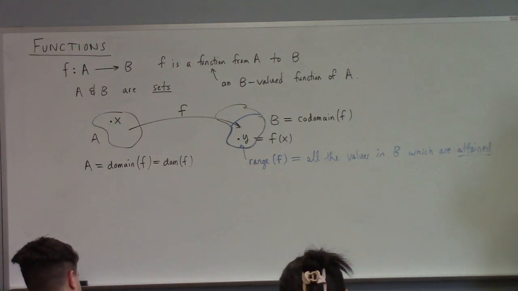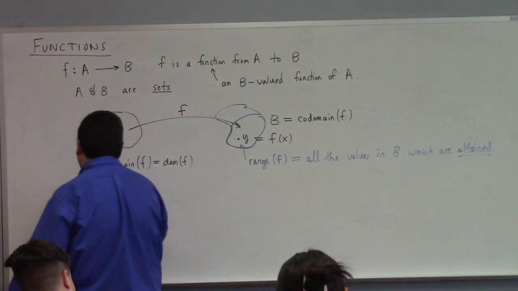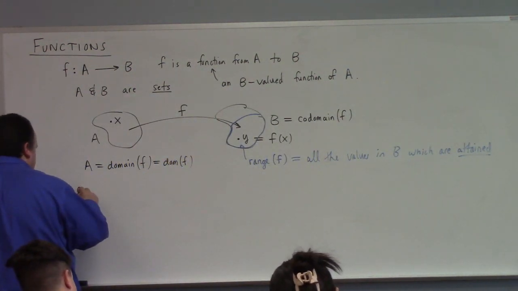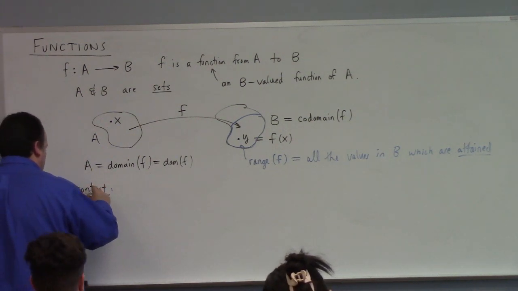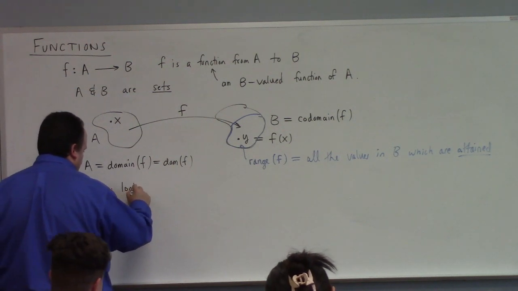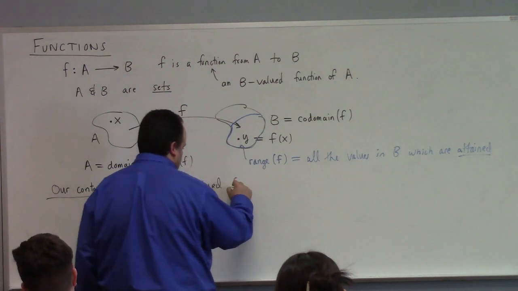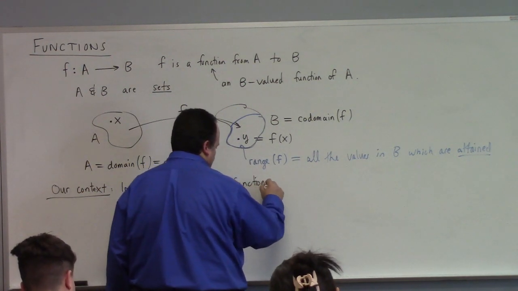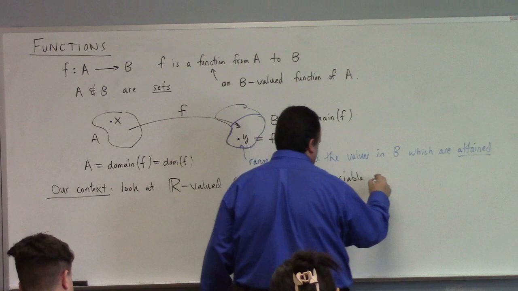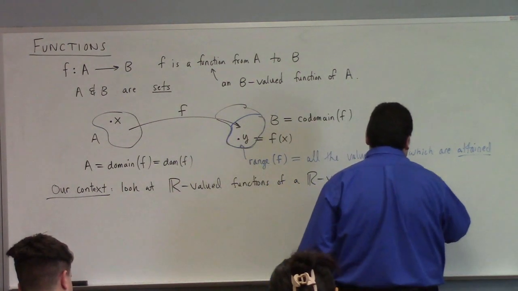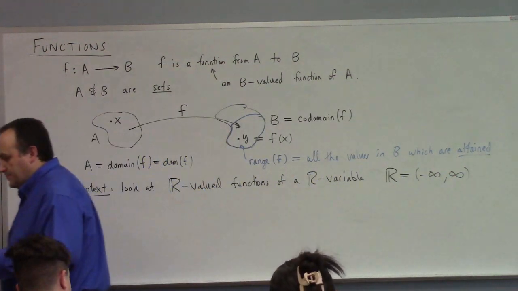How do we actually define a function in here? So what's our context? Our context is real valued functions of a real variable. This funny looking R I just wrote is just another notation for the whole number line. That's just minus infinity to infinity.